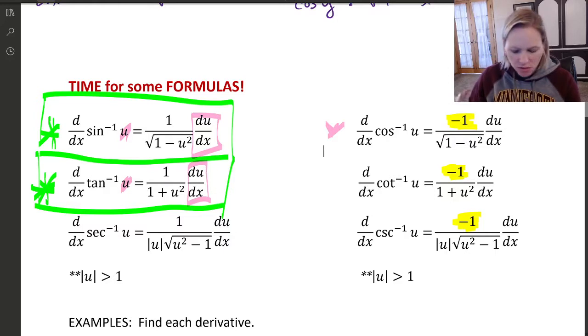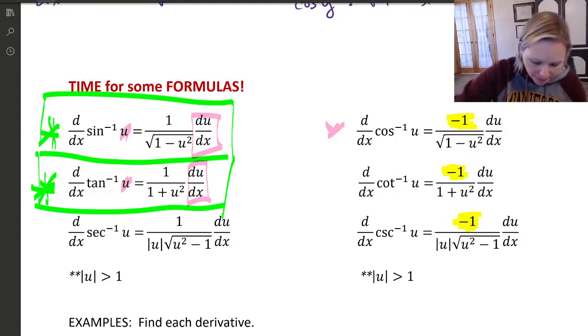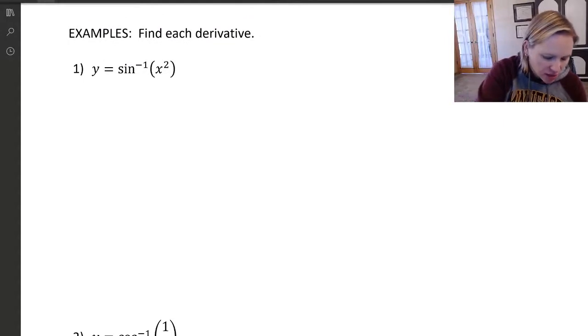So let's go ahead and put these into practice. We're going to do a couple of examples, so now's a great time. If you haven't paused and copied these down, please make sure you do so. But let's take a look at this first problem.